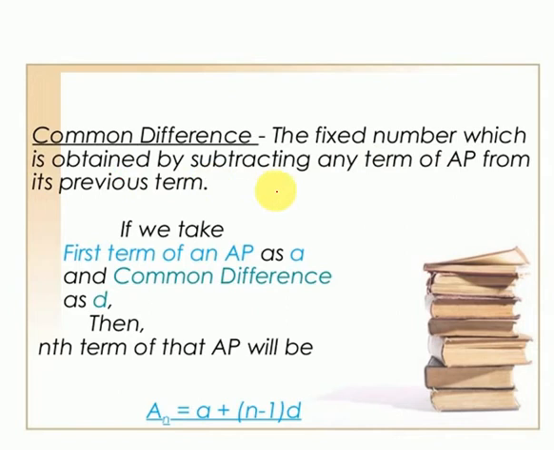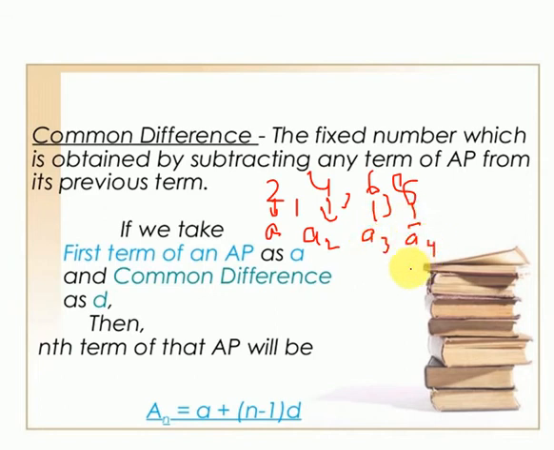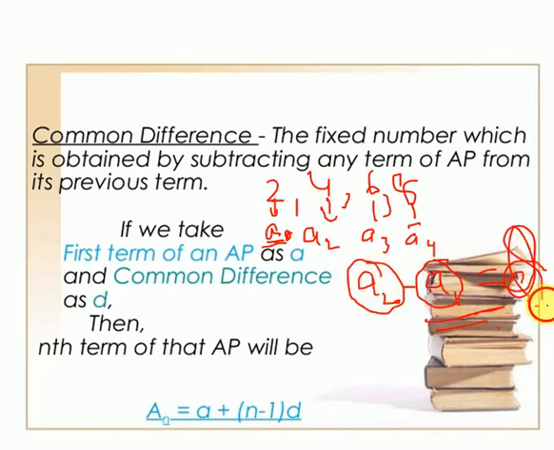Like if I have the sequence 2, 4, 6 and 8, what is the common difference? Here 2 is a1, then 4 will be a2, 6 will be a3 and 8 will be a4. So when I subtract a2 minus a1, I can write a as a1 also, so a2 minus a1 is equal to d. So this is the common difference. When I subtract the first term from the second term, we get d. So this is called the common difference.